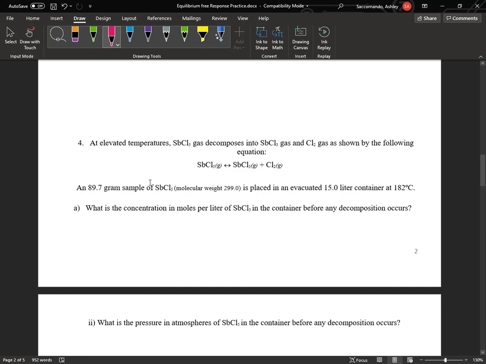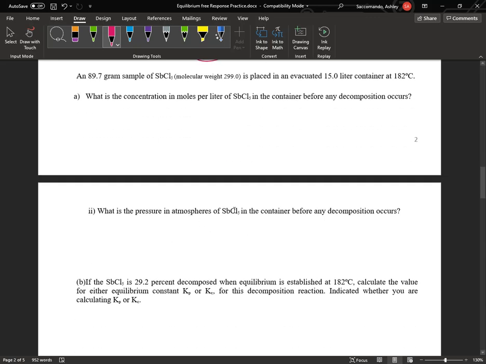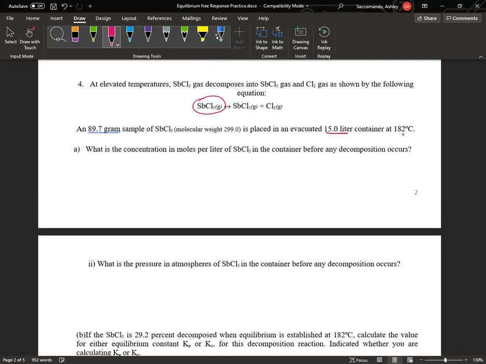Once again, they give you grams in this example, and they gave you 15 liters. So you have to calculate the molarity separately before you can even begin. All right, so that's part A, calculating the initial molarity of the antimony pentachloride. What is the pressure in atmospheres before decomposition occurs? Once again, they gave you the liters and the temperature. You'd have to change this one to Kelvin first though, and you would figure out the moles for this part, to find the moles per liter. You would convert that to moles first.